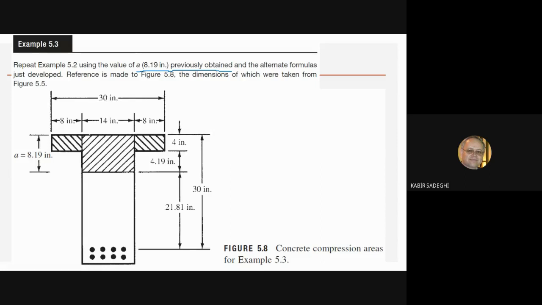Reference is made to the figure shown in the slide, and the dimensions of which were taken from figure 5.5 that we had before. Therefore, we actually use initially the figure 5.5 that we had before, and we use the A that we found before, and we generate a new figure that we see in this slide. You remember from that figure, D was 30 inches, BW was 14 inches, BF or B was 30 inches, and we calculated before A, it was 8.19.